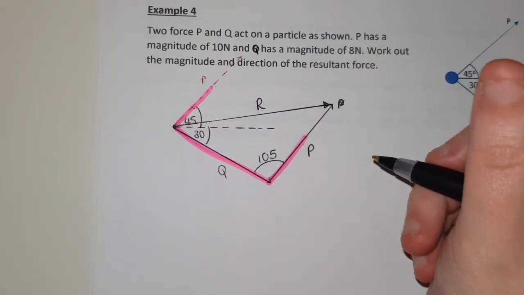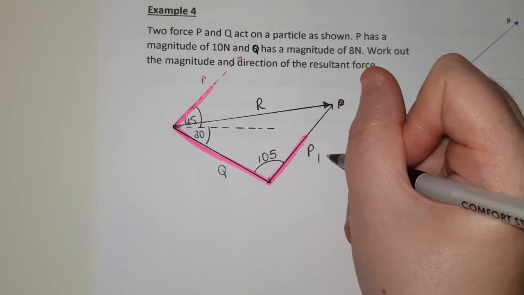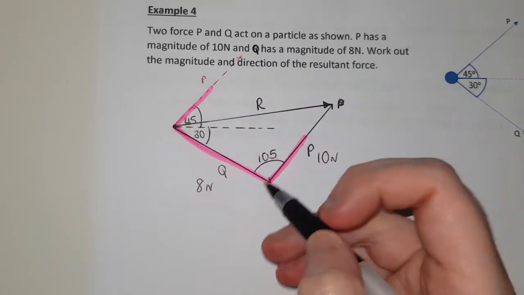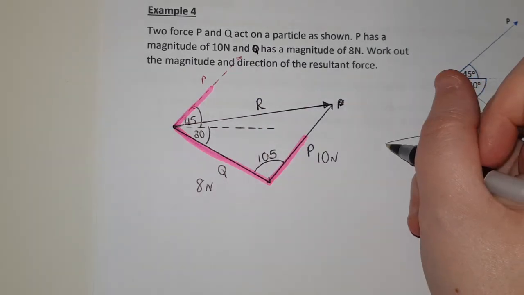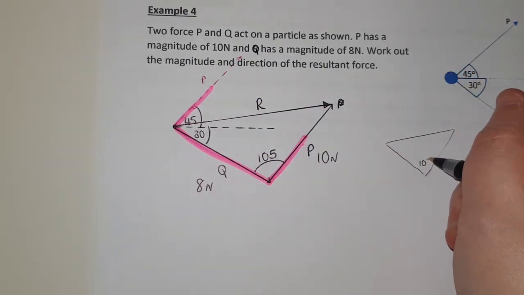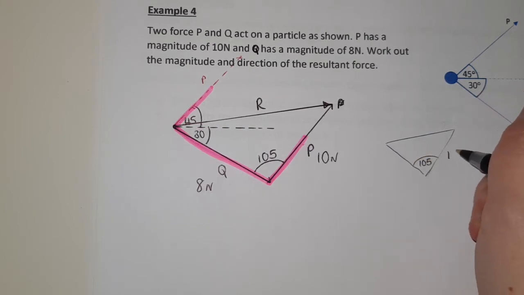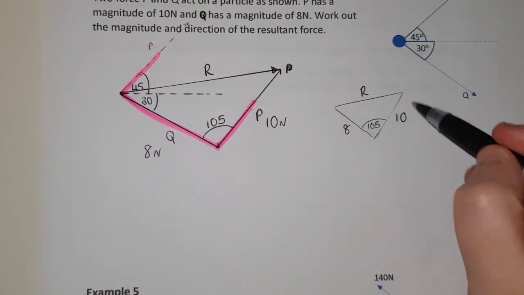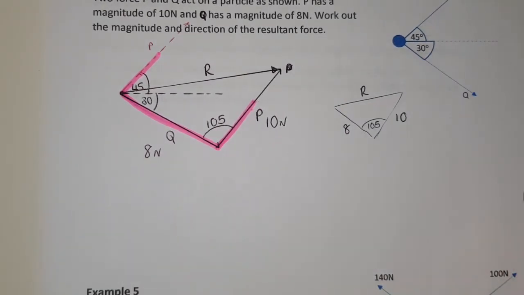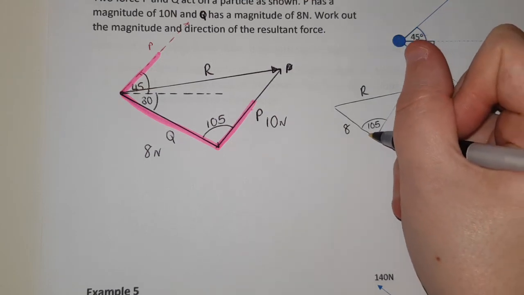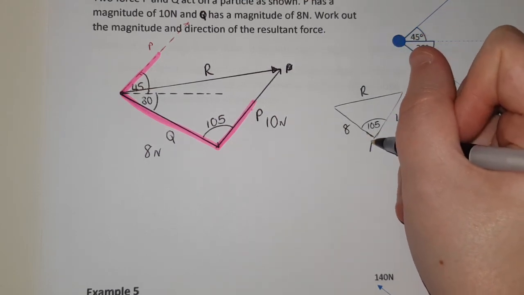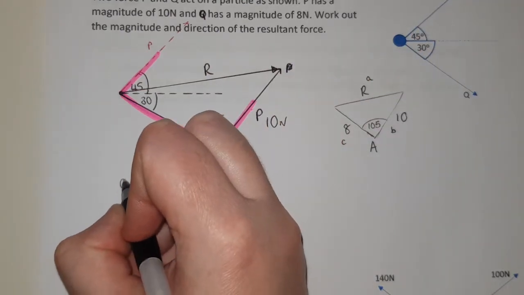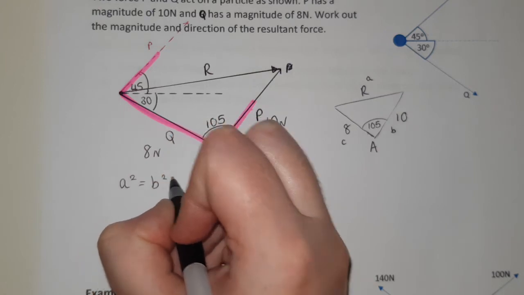Now I know P has a force of 10 newtons and Q has a force of 8 newtons. So all of this mess here actually just ended up being a triangle with an angle there of 105, a side of 10, a side of 8, and a side we're trying to find. So if you've got a triangle with just one missing side, you're looking at the cosine rule. Just remember, in the cosine rule the angle is labelled as A, so this is side A, side B, side C. If you don't know your cosine rule, you do need to learn it.